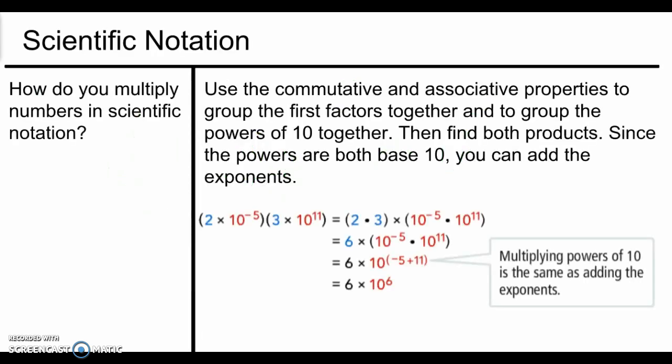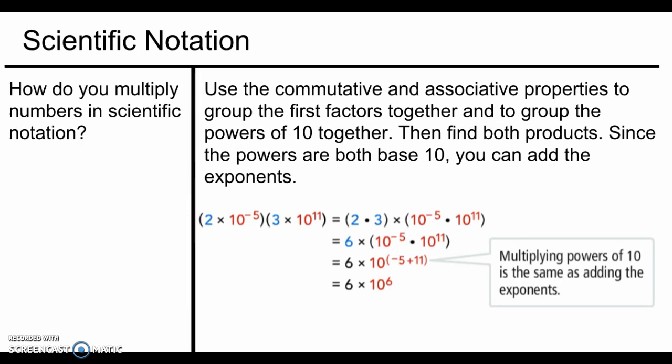All right, how do you multiply numbers in scientific notation? This is just like when we were working with exponents and multiplying or dividing with exponents. We're going to use the commutative and associative properties to group the first factors together, and then to group the powers of 10 together. Then we're going to find both products. Since the powers are both base 10, you can add the exponents. So if you recall, when we were multiplying exponents, they had to have the same base in order for us to simplify those exponents. So same thing here.